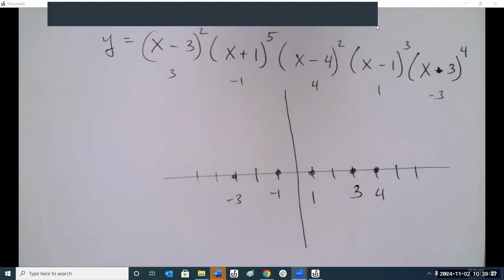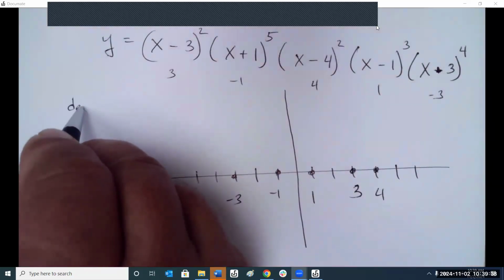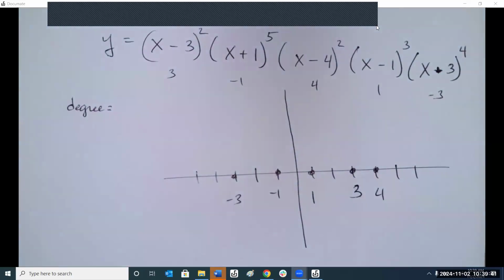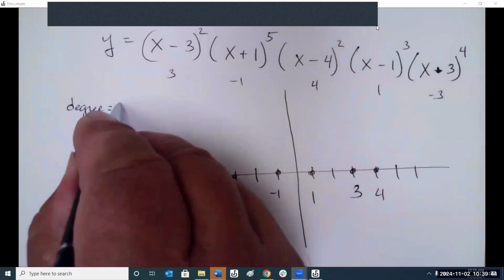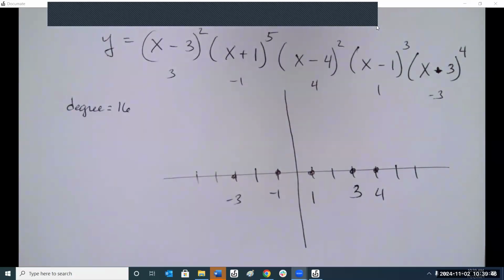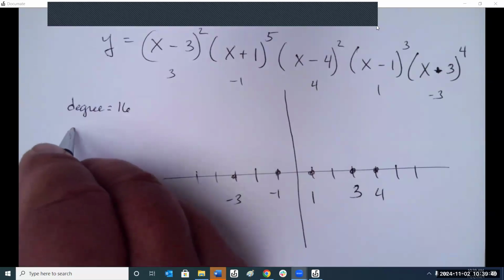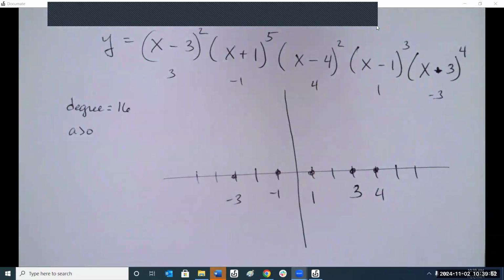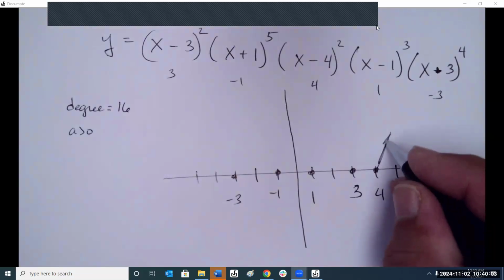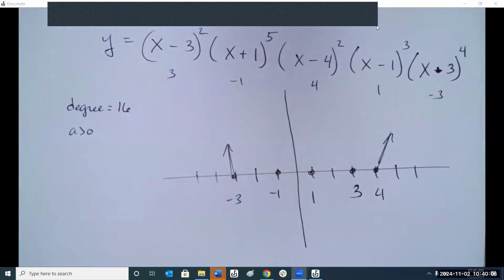What about the end behavior? What's the degree of this polynomial? Very good. Since the degree is 16 and all the x's are positive, a is positive, what's the end behavior going to tell us? Very good. At both ends, they both go the same direction. Since a is positive, they go up.